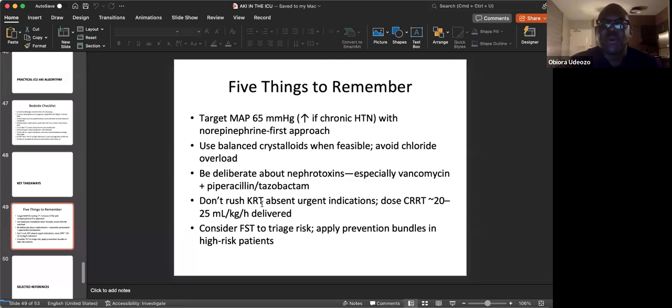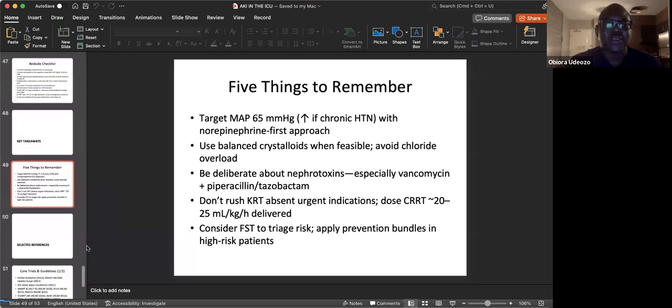Few things to remember. One, target your MAP above 65, higher if they have chronic hypertension, norepinephrine first line. Balanced crystalloids when feasible, avoid chloride overload. Look for nephrotoxins, very important. Many times in the ICU, we're the ones giving these patients Vanc, Zosyn, ACE inhibitors, NSAIDs, all those medicines. Don't rush to start kidney replacement therapy. Consider furosemide stress test also.